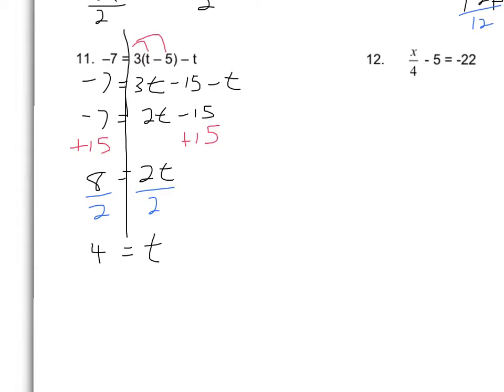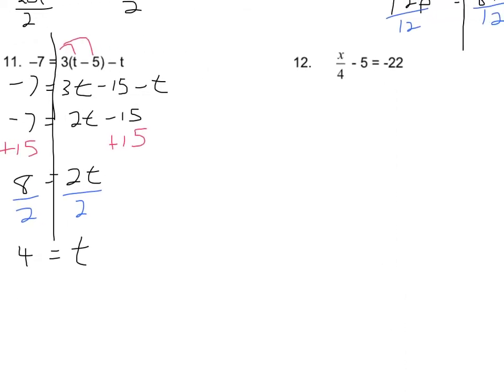Okay, number 12. I'm going to separate the sides. It is already simplified, so we will now solve for x. So I will add 5 to both sides. And we have x divided by 4 equals negative 17.